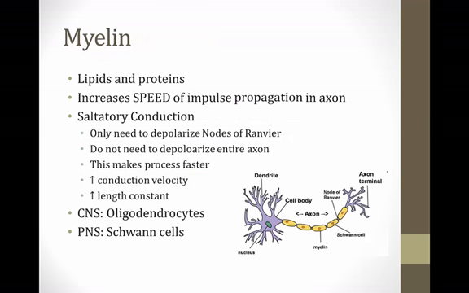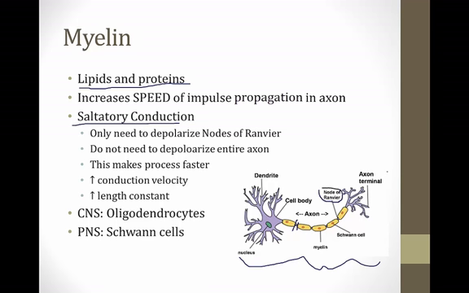Let's talk about myelin. This is a very important substance that surrounds the axons of neurons. It's composed of lipids and proteins, and it increases the speed of impulse propagation in the axon. The presence of myelin allows for something called saltatory conduction, and let's talk about what that means. Take a look at this peripheral neuron down here. You'll see that there are myelin sheaths and Schwann cells surrounding the axon with little gaps between them, and those gaps are called the nodes of Ranvier.